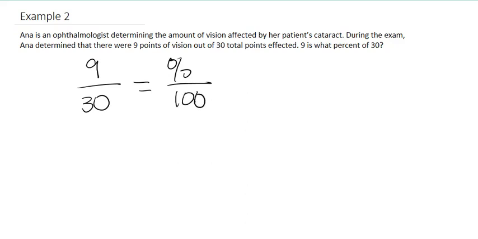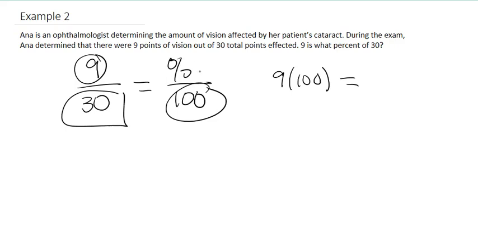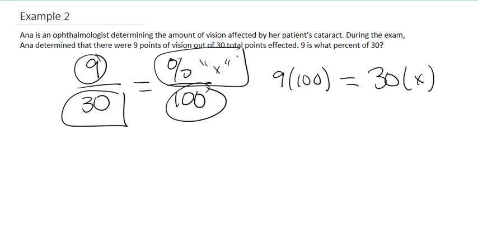Now we have this, we can multiply. We would multiply the 9 times 100 is equal to the 30. And let's use a variable of x, so we have 30 times x as we multiply those two numbers together. So 9 times 100 is equal to 900. It's equal to 30x. Then to get x by itself, we're going to need to divide by 30 on both sides.